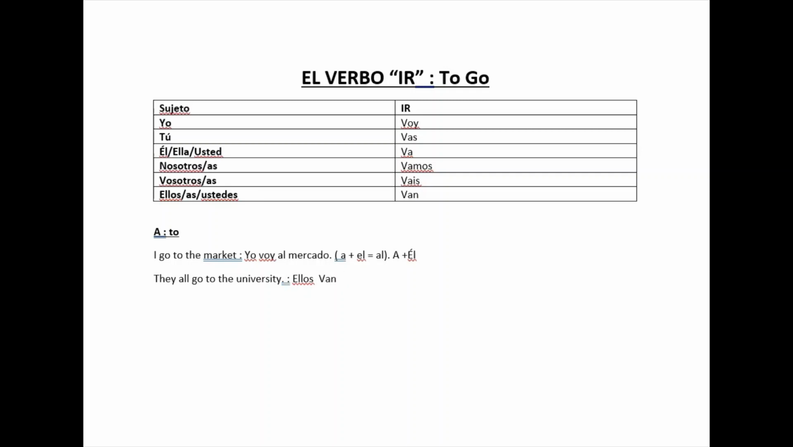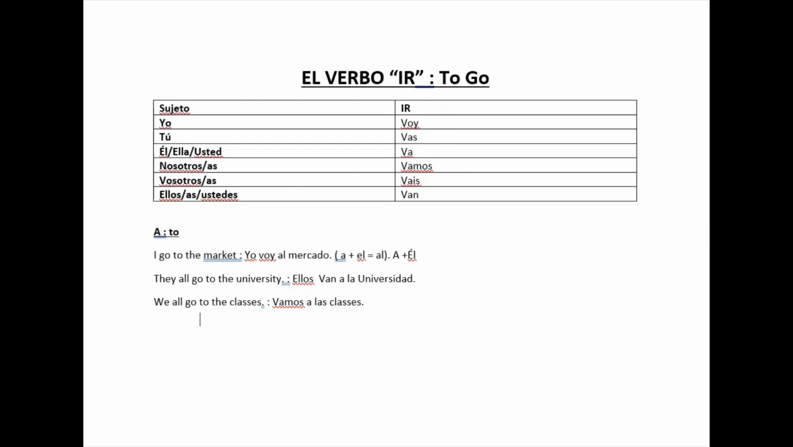Ellos van a la universidad. So here, since it is la, I'm not changing it. Okay, we all go to the classes. Then it will be nosotros, which is optional. Vamos a las clases. So if you're going to any place, we always use the preposition a with the verb ir.